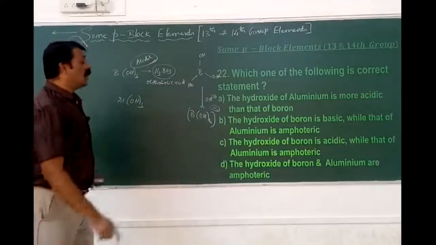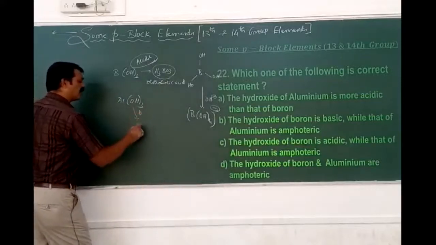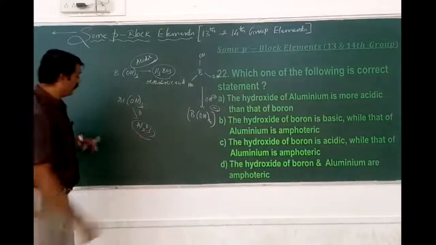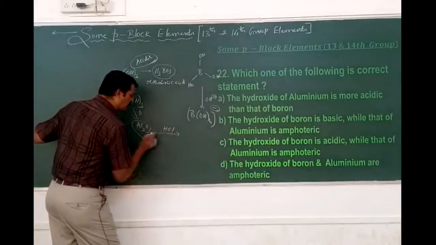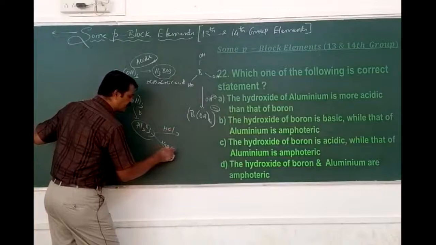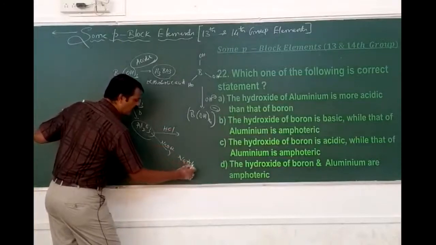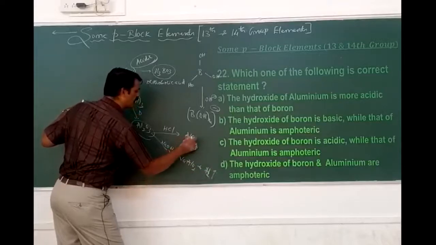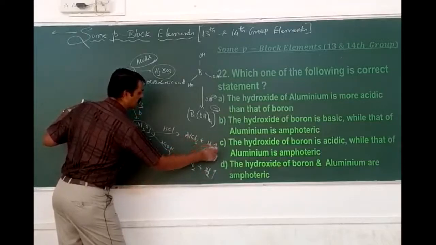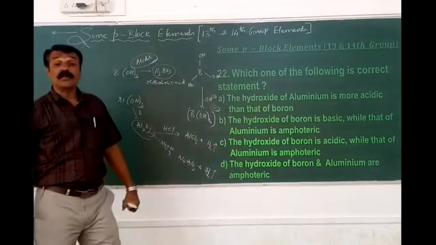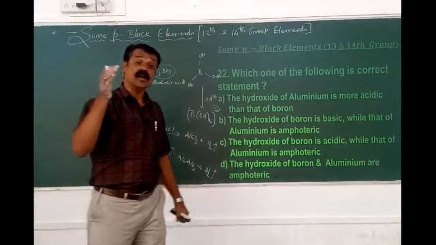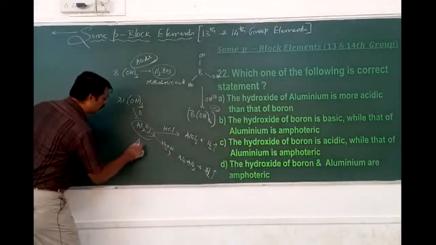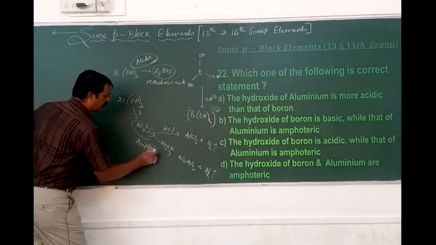Whereas aluminum hydroxide, as it gets converted to alumina after losing water, can react not only with HCl but also with NaOH. Means it forms NaAlO2 plus the liberation of hydrogen gas here. Here also it forms AlCl3 plus the liberation of hydrogen gas. Means aluminum hydroxide or alumina dissolves not only in the acid but also in the base. Therefore, it is an example of amphoteric.